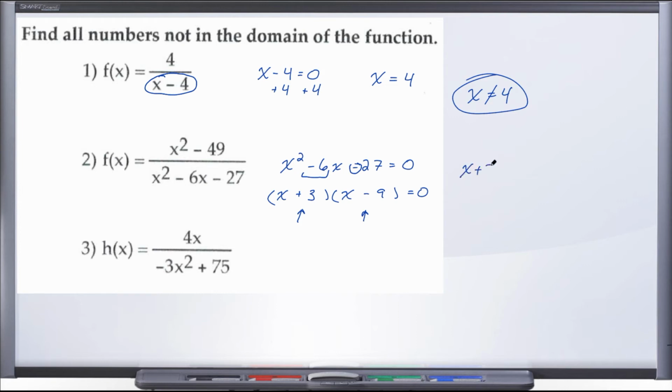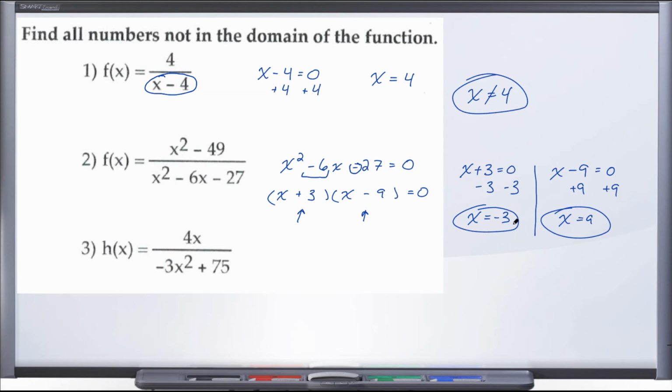So we have x plus 3 equals 0. And then we'll take a look at x minus 9 equals 0. And so here on the left, if we subtract 3 from both sides, we end up with x equals -3. And here on the right, we'll add 9 to both sides, and that leaves us with x equals 9.